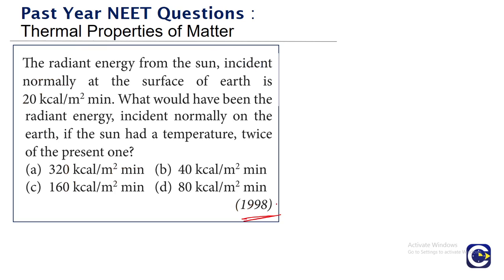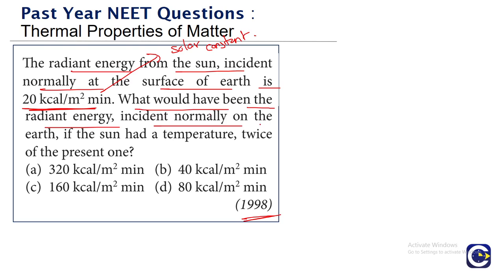Next we will go to another question. This is based on the radiation power again. The radiant energy from the sun incident normally at the surface of the earth is 20 kilocalories per meter square minute. So this is also by the way called as what? Solar constant. Okay, what would have been the radiant energy incident normally on the earth if the sun had a temperature twice that of the present one?